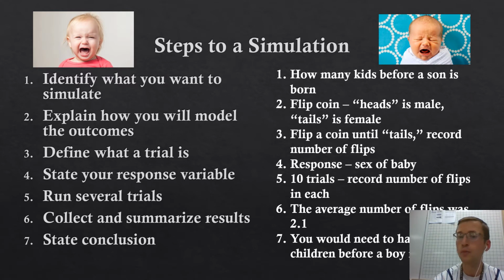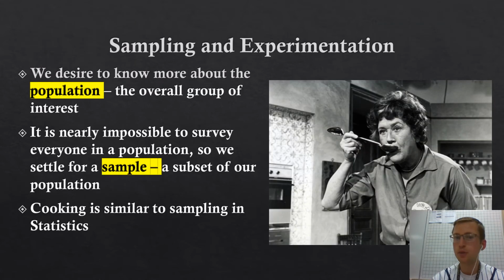So hopefully you can see why an experiment, while it is ideal, may not be the most efficient or cost-effective method to come up with an answer. So we'll talk a little bit about sampling and experimentation. We desire to know more about our population, which is the overall group of interest. So if I want to know about all US high schoolers, that would be my population. However, it is nearly impossible to survey everyone in a population. So what we have to do is settle for a sample, which is a subset of our population.